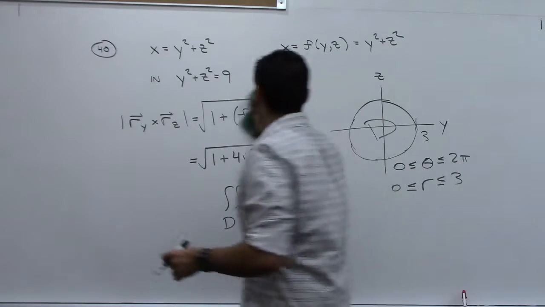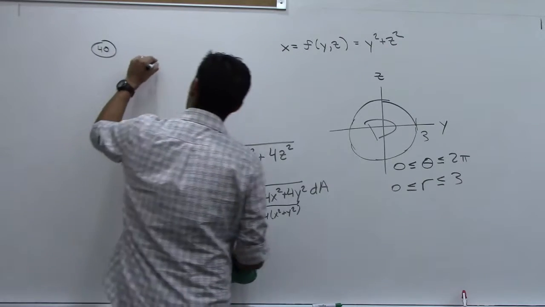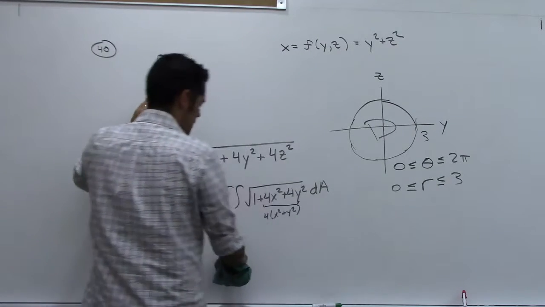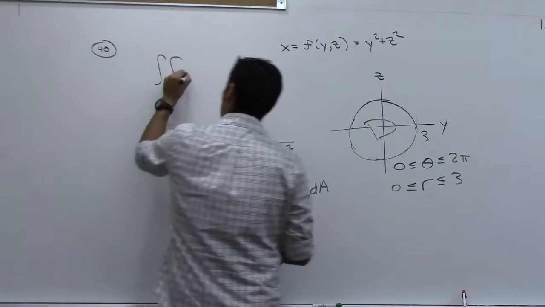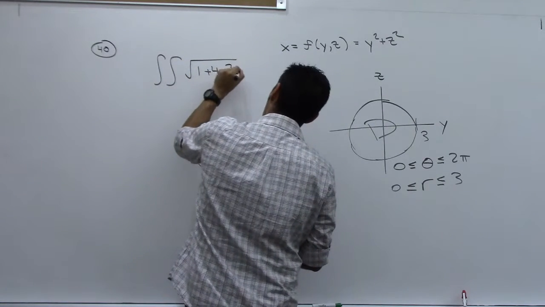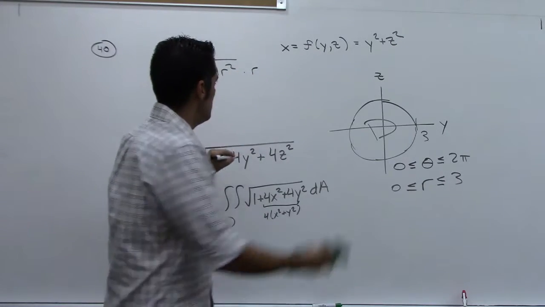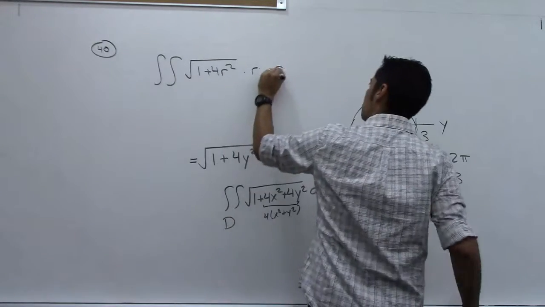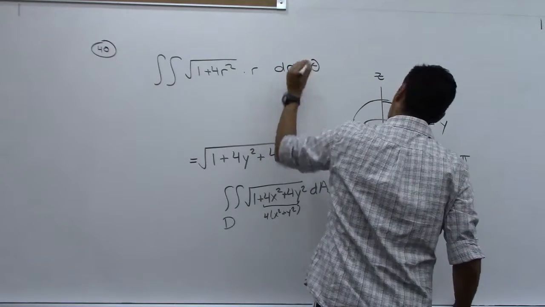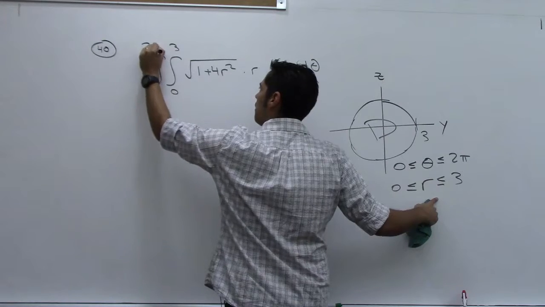So this new integral, when I switch it over, becomes a double integral. I'll fill the limits in just a second. Square root of 1 plus 4r squared. Then I have to put in the r because I switched to polar. And then I'll say dr d theta. And then I'll put my limits, 0 to 3, 0 to 2 pi.